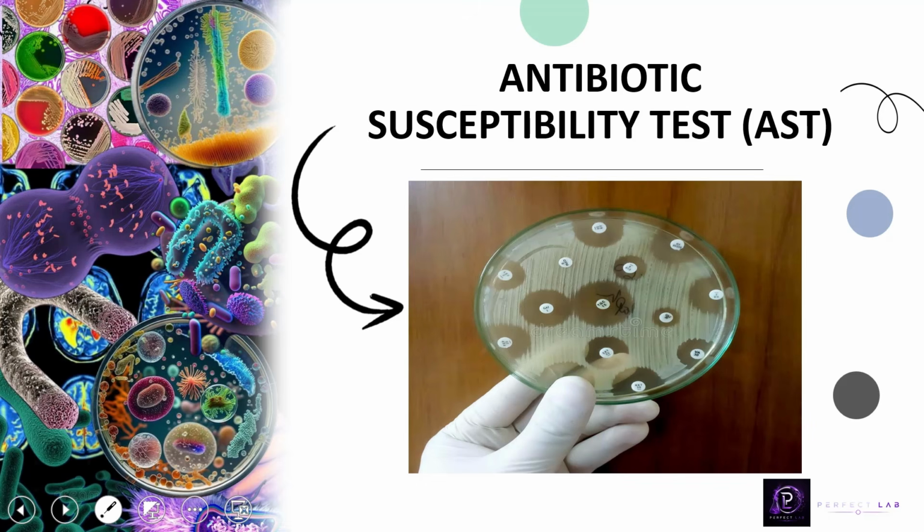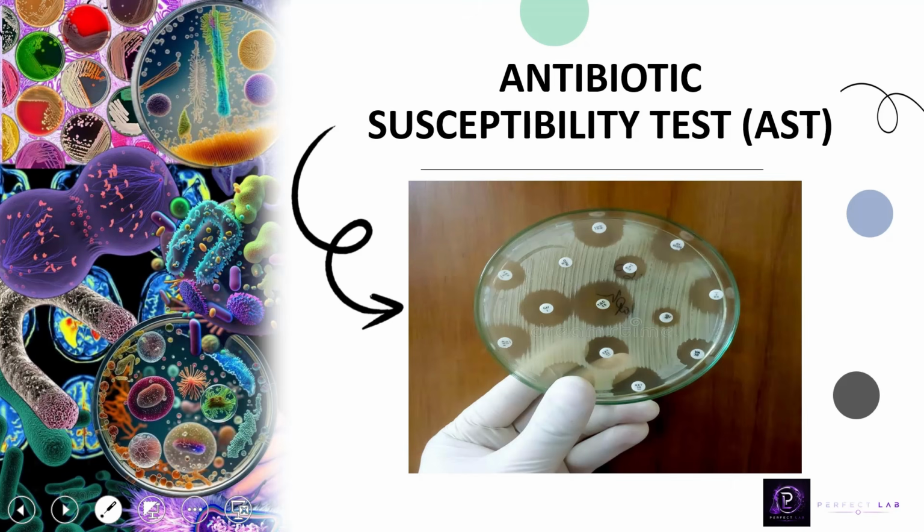In today's video, we are going to look at the antibiotic susceptibility test, which is an important laboratory procedure used to determine the effectiveness of antibiotics against bacteria. So in this video, we will look at what the antibiotic susceptibility test is, its objectives, some common methods that can be used to perform this test, and the factors that can affect the accuracy of the antibiotic susceptibility test result.